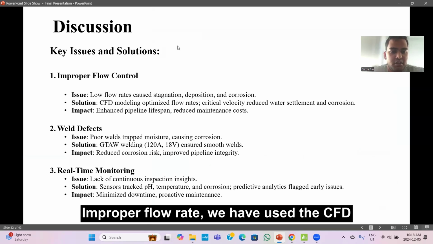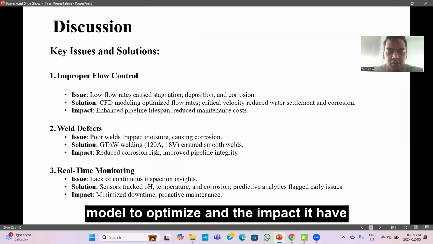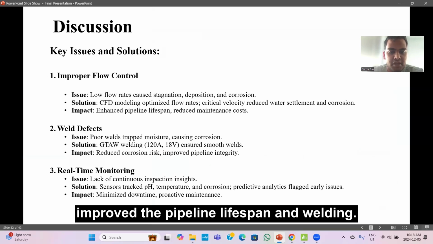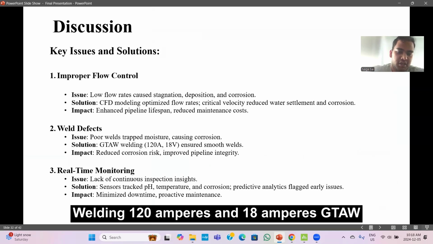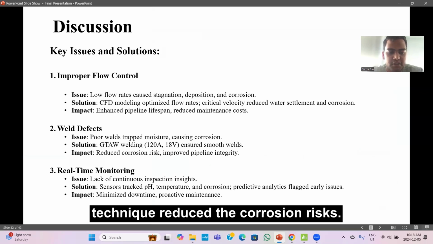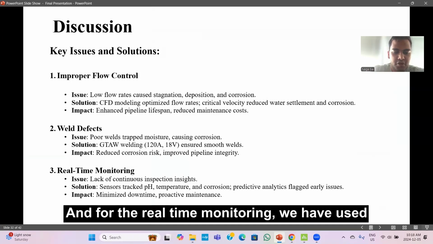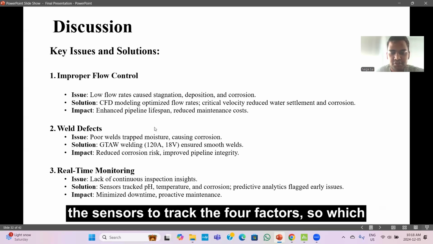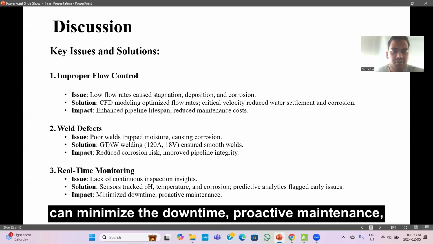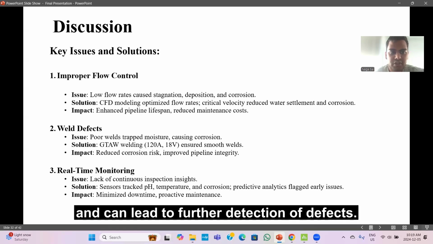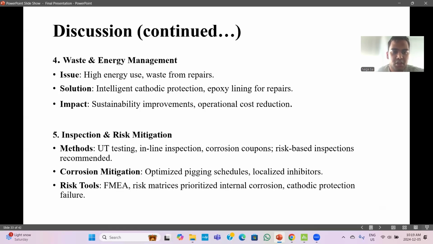For improper flow rate, we have used the CFD model to optimize, and it improved the pipeline lifespan. And welding at 120 amperes and 18 amperes with the GTAW technique reduces the corrosion risks. For real-time monitoring, we have used sensors to track the four factors, which can minimize downtime, enable proactive maintenance, and lead to earlier detection of defects.